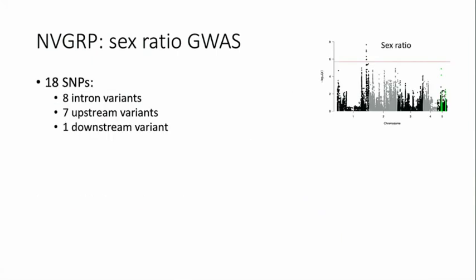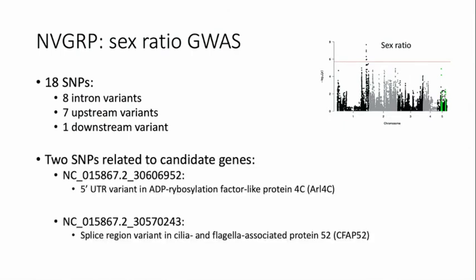And then, of course, you can look at what's behind there. Well, we find those 18 SNPs. The majority are intron variants and upstream variants, downstream variants, but there are 2 of them that are related to interesting candidate genes. So one of them is a 5' UTR variant in ADP ribosylation factor-like protein 4C. I get to the details in the next slide. And the other one is a splice region variant in cilia and flagella associated protein number 52. Well, what does that mean?